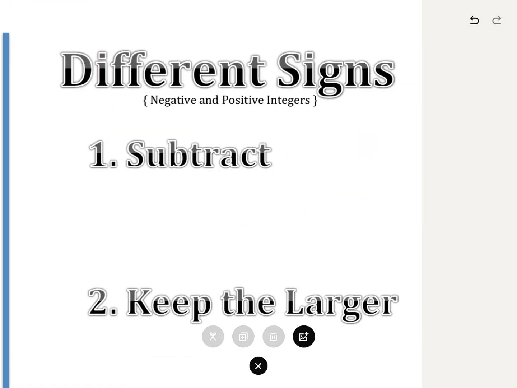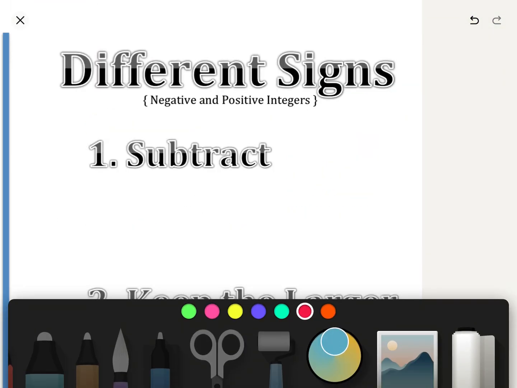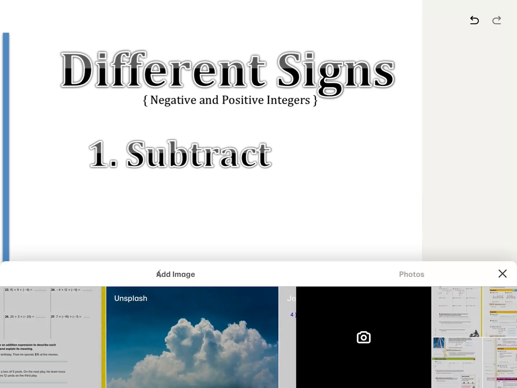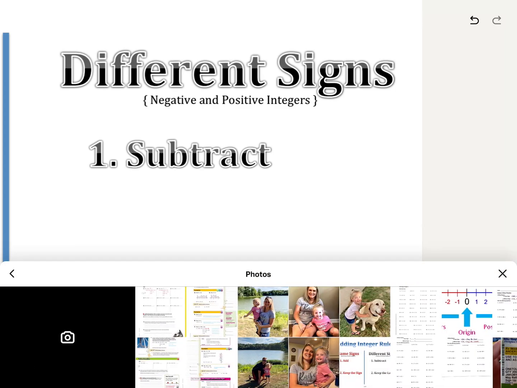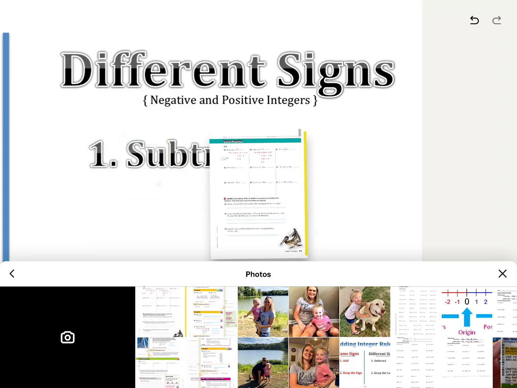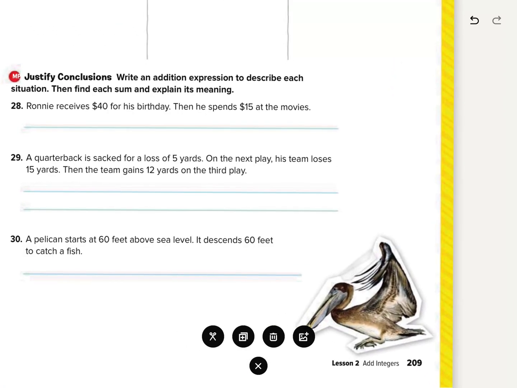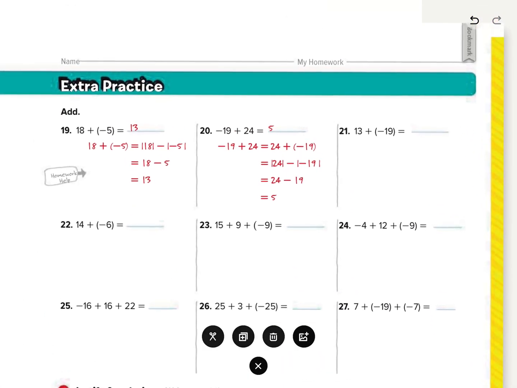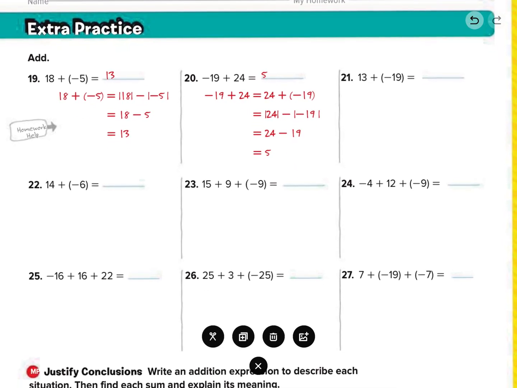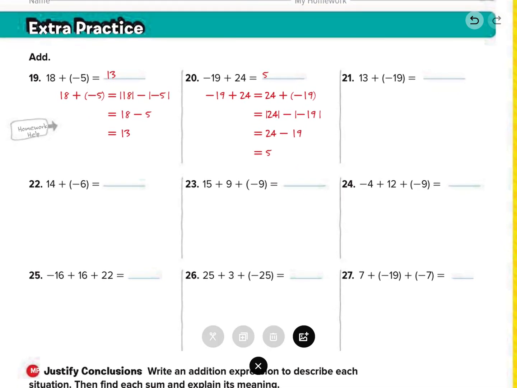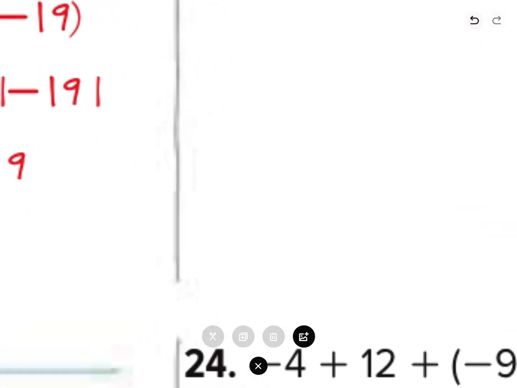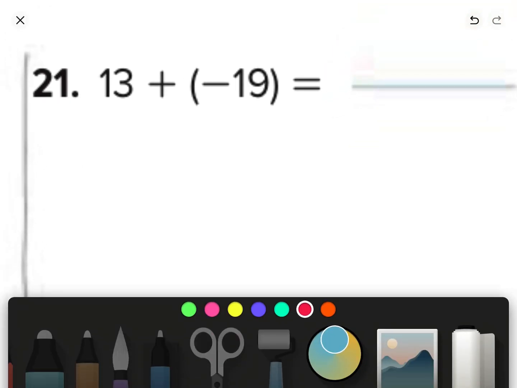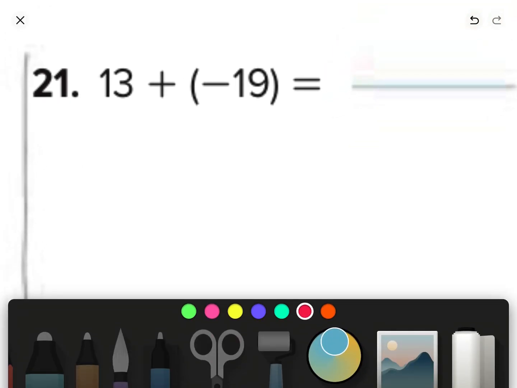All right, so let's try a couple from another page in your book here. Again, it's all out of your book. Let's go to this page. We got page 209 if you want to follow along at home. It's got a couple good examples there for us. It's a good mixture of different types of problems. If we look at this, 13 plus -19. Again, look at your signs. I got a positive, I got a negative.